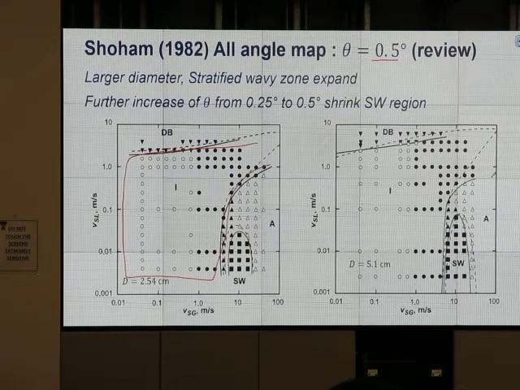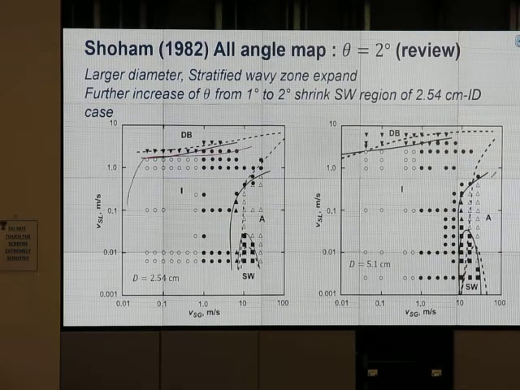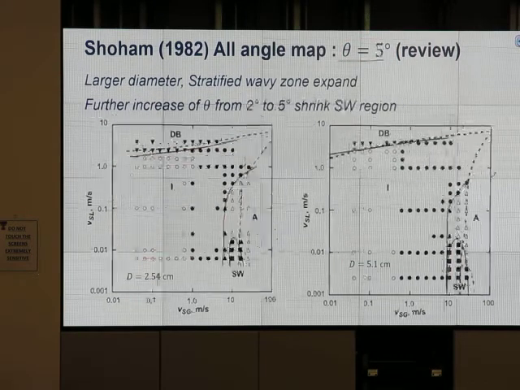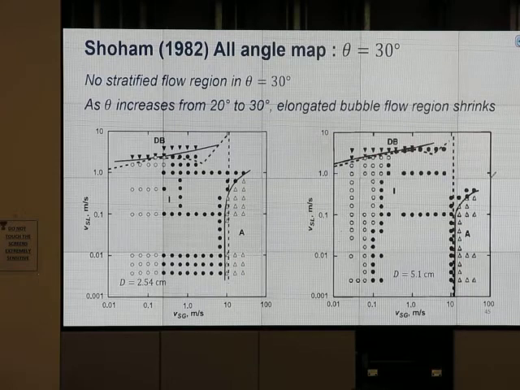Intermittent zone is largest. Okay? 1 degree, intermittent zone is largest. 2 degree, same thing. 5 degree, same thing happens. So what happened is when I increase the angle, the stratified wavy flow regime shrinks, and eventually it's gone.